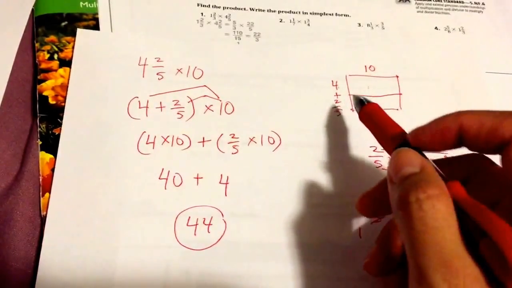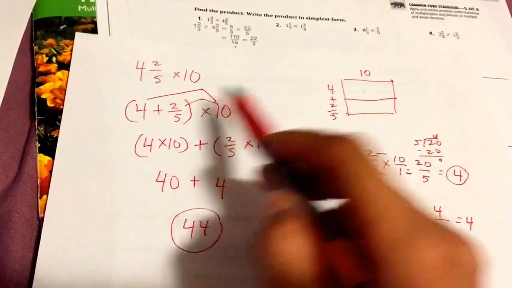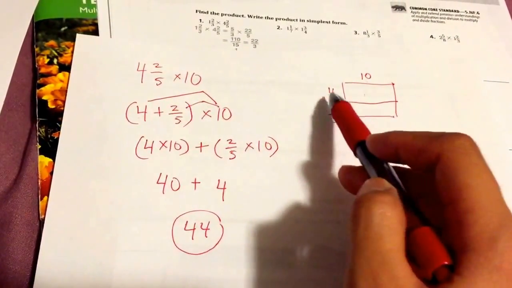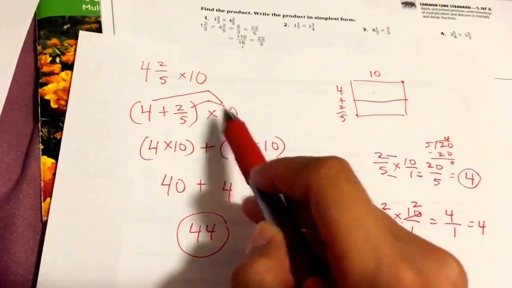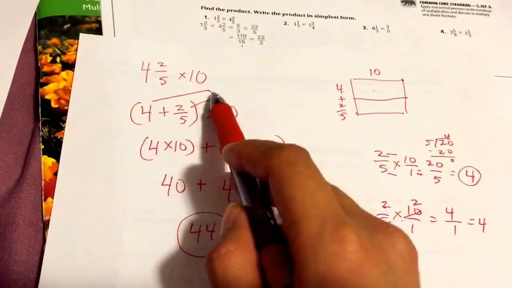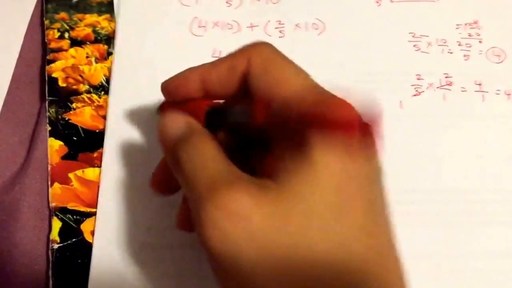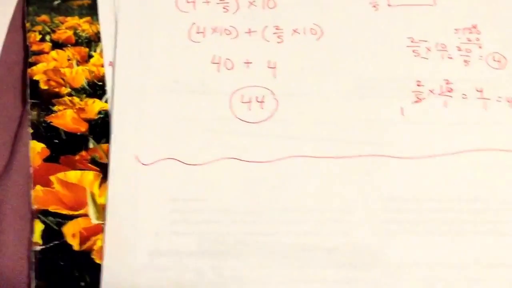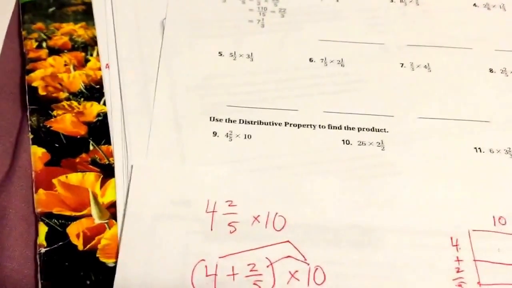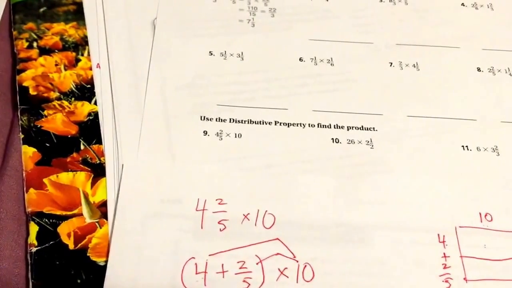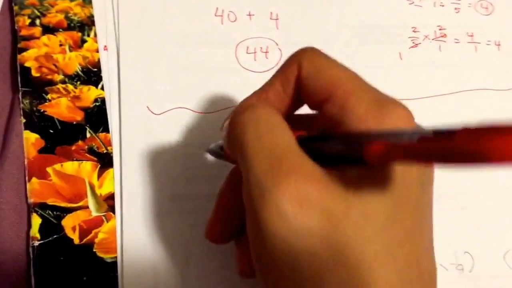The way you did that was you broke the 4 2/5 out, 4 plus 2/5, and the 10 stayed the same. Then you multiplied this number by that, and that number by that. I'm going to get you started with the next problem, but I'm not going to solve it for you. So all I'm going to do is get you started. Number 10 is 26 times 2.5.